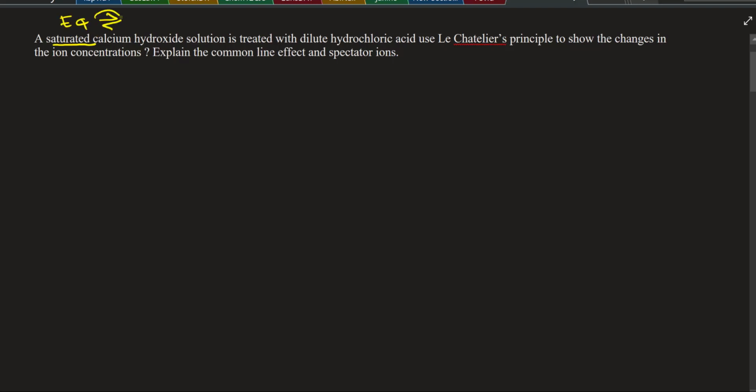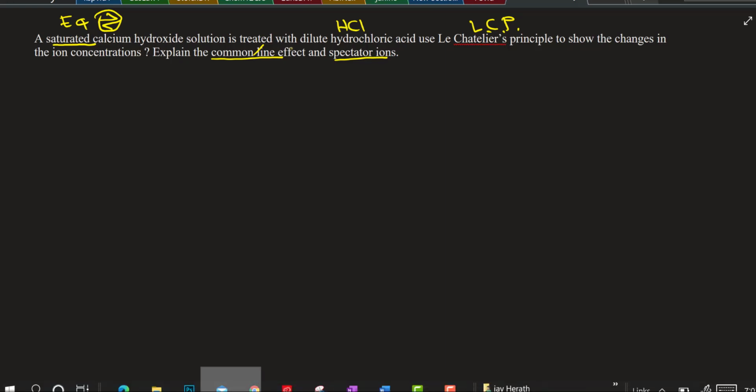Hello, let's look at the questions about KSP. So, a saturated calcium hydroxide solution. That means it's at equilibrium, it's saturated. Now you're adding hydrochloric acid, and we are supposed to use Le Chatelier's principle to explain the behavior of common ions and spectator ions, right? So it's a typical question.